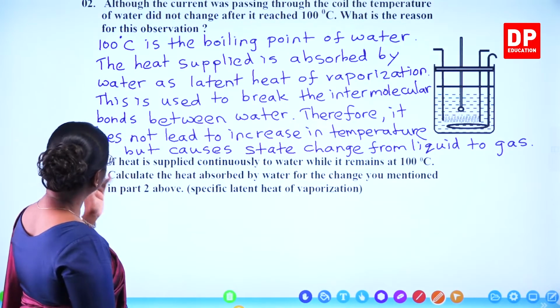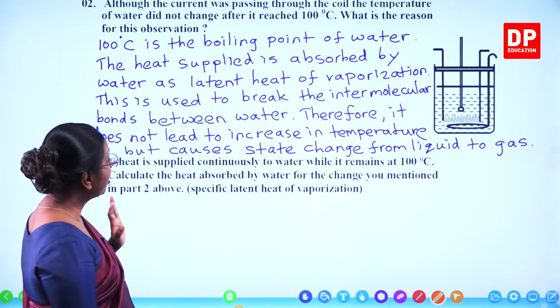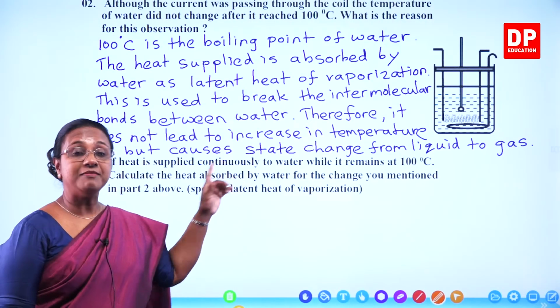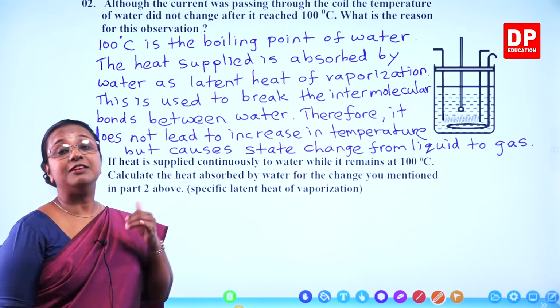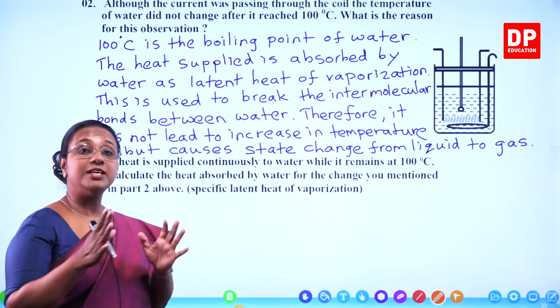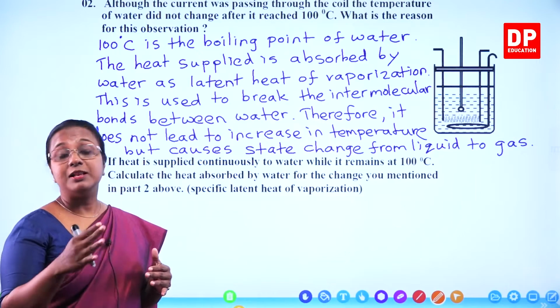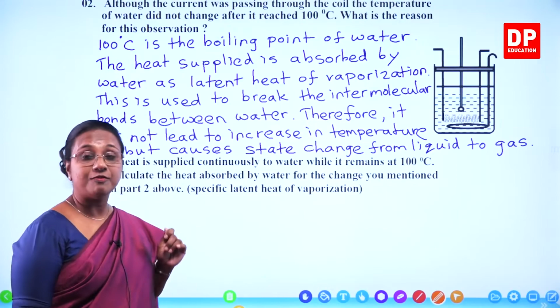Then the next one, that is part 3. If heat is supplied continuously to water while it remains at 100 degrees Celsius, calculate the heat absorbed by water for the change you mentioned in part 2 above. So you all know what will happen in part 2 above. There will be a state change. At the boiling point, water will boil and it will become water vapor. Until all the water is converted to water vapor, there will be no change in temperature. That is what we call the specific latent heat of vaporization.